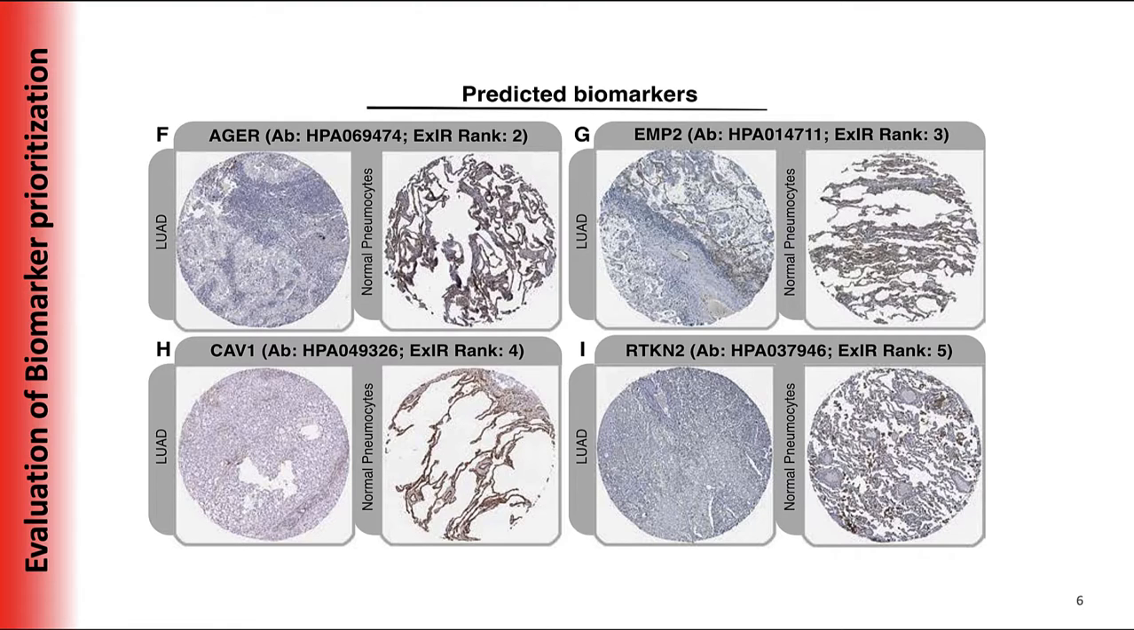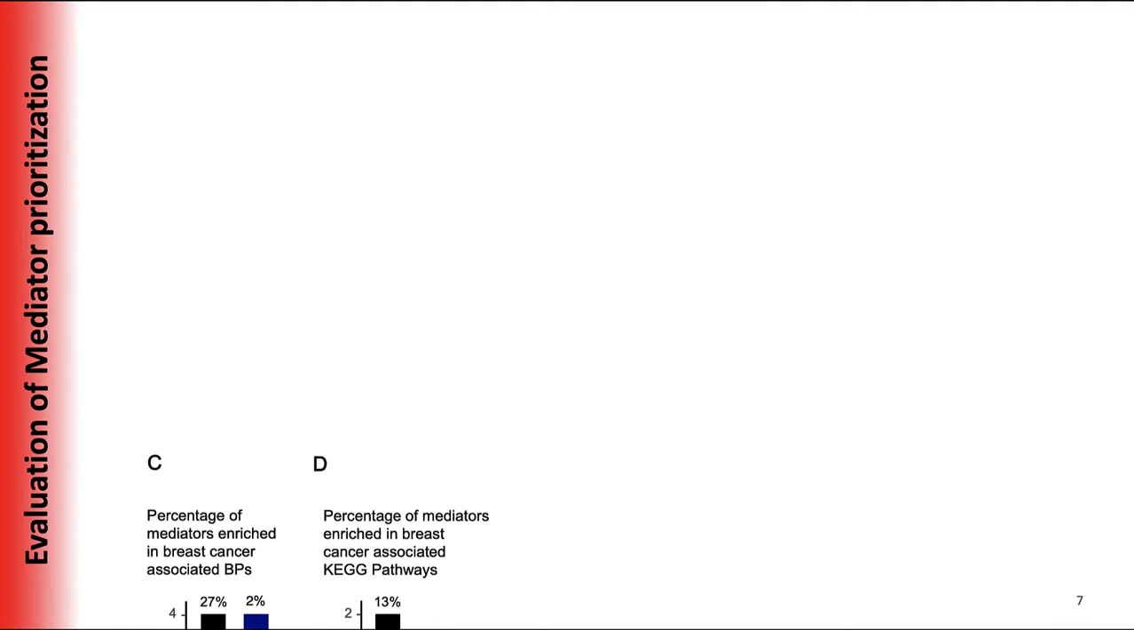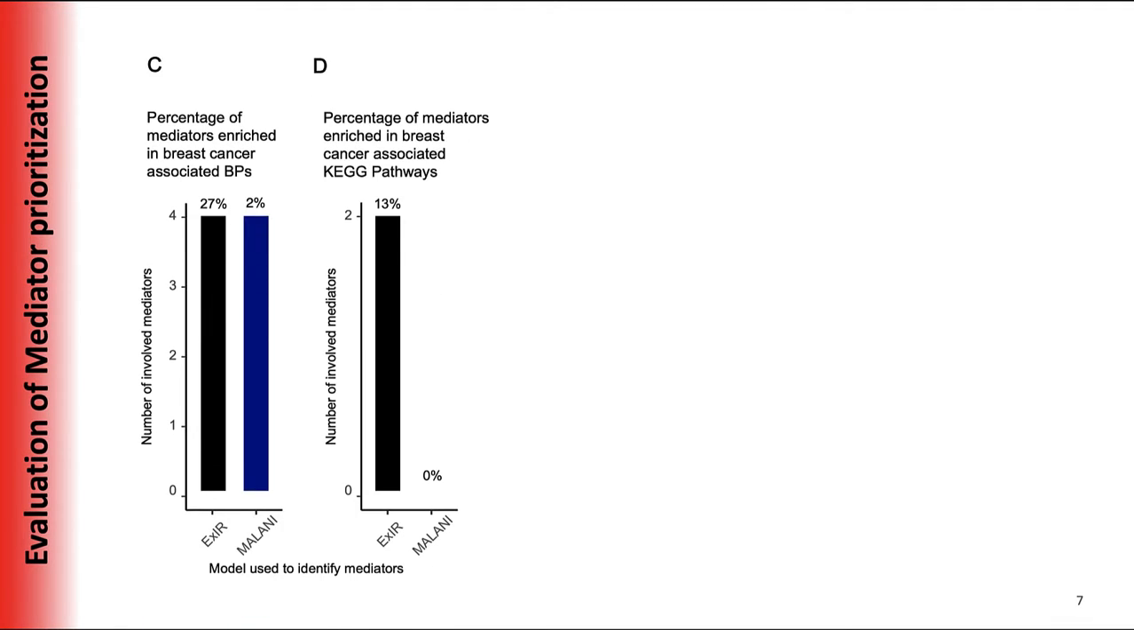Then we evaluated the performance of ECCB in identifying the mediators. Firstly, we compared the performance of ECCB with the Melanie model. Melanie is a machine learning-based model for the identification of the mediators of cancer progression. According to the analysis of a breast cancer dataset, ECCB clearly outpaced Melanie in the identification of mediators of breast cancer-associated biological processes and KEGG pathways.